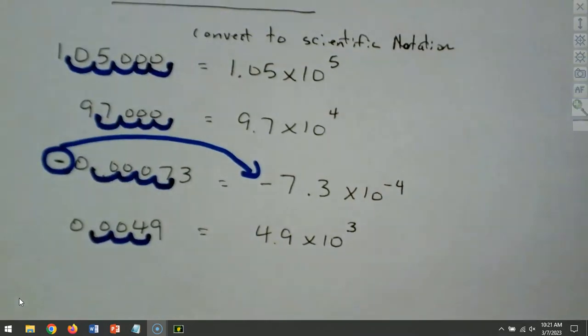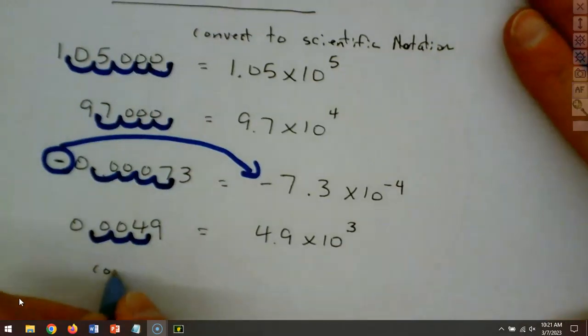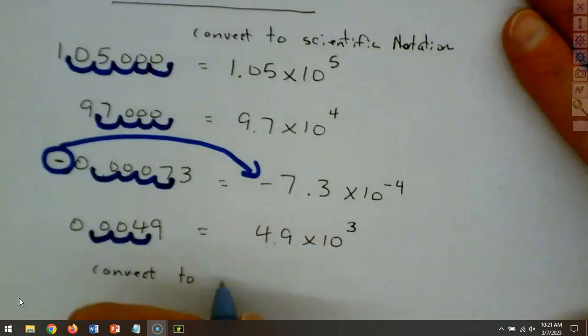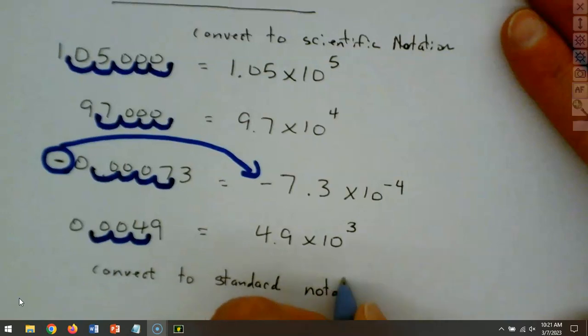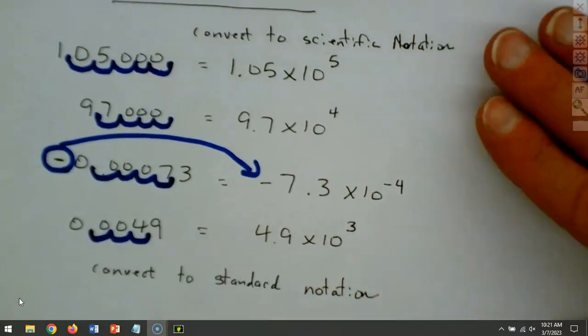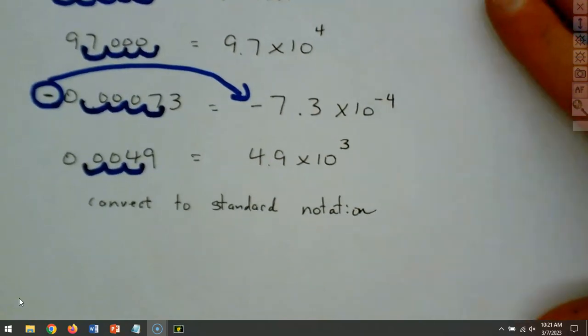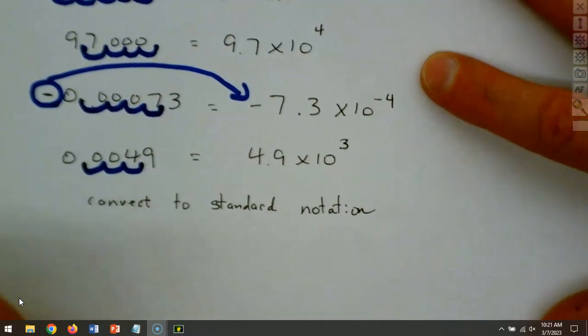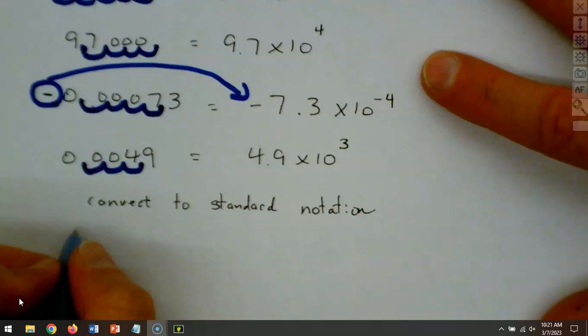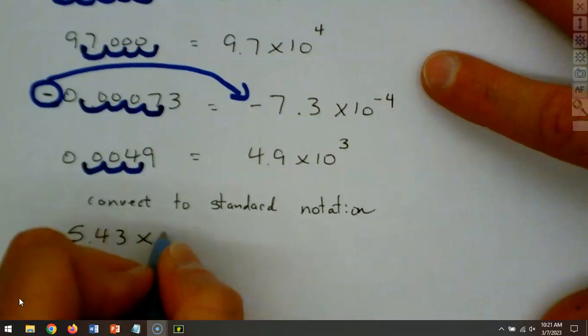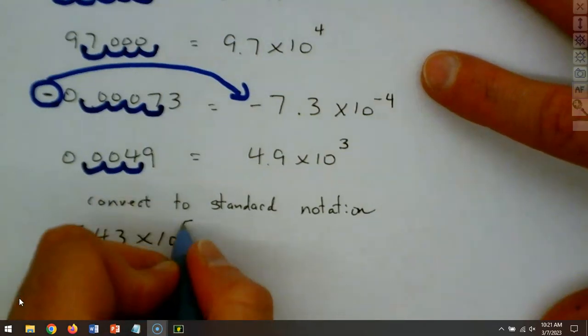Now let's do the opposite. All right, now let's go backwards. Let's take scientific notation and let's convert it to standard notation. So I'm going to give you something in scientific notation, and we're going to learn how to convert this to standard. So how about I give you 5.43 times 10 to the 5th power.